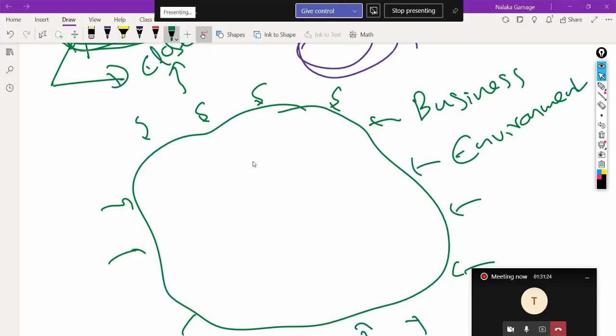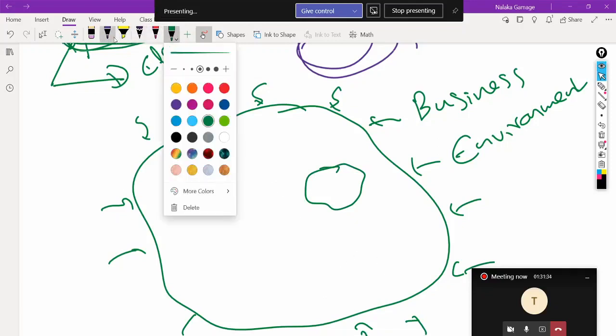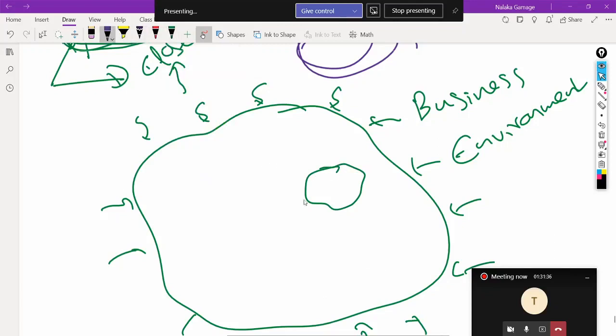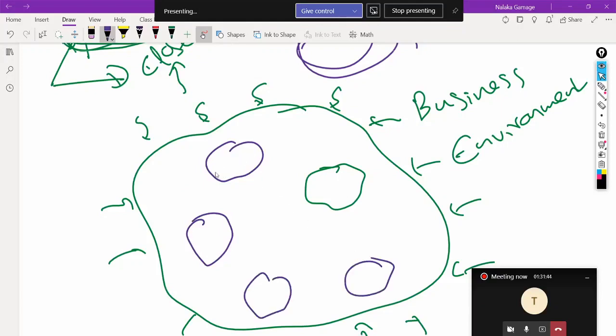So then, say this is your business. Of course there are so many other businesses. I am not drawing all the other businesses. What I am drawing is other businesses in the same field, right? Say you are a bank, I am only drawing the other banks. Say you are Sampath Bank, I am just drawing Hatton National Bank, Commercial Bank, etc. Say you are Food City, I am drawing Love Supermarket, then something like Keells, Arpico, etc.